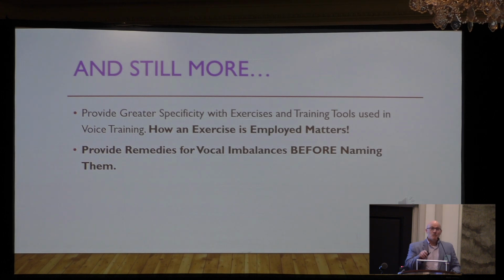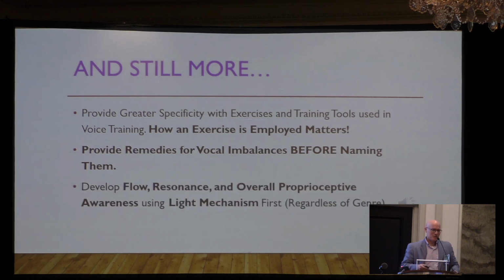Provide remedies for vocal imbalances before naming them. So give somebody a solution. Once they've done it and had success, then name what they were doing before and what they're doing now. Instead of dropping the gauntlet and saying, you're flat. The gauntlet's dropped and they're scared and they're not going to do anything different. We need to create a healthy sound playground and make things better first.